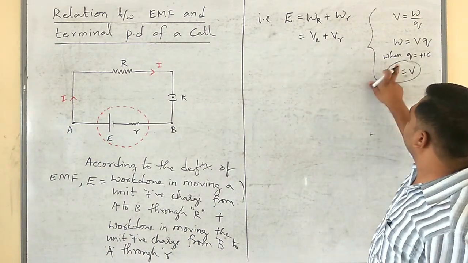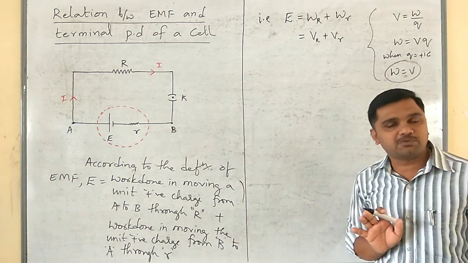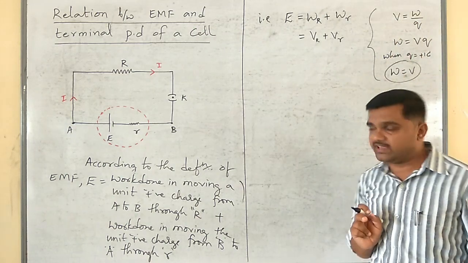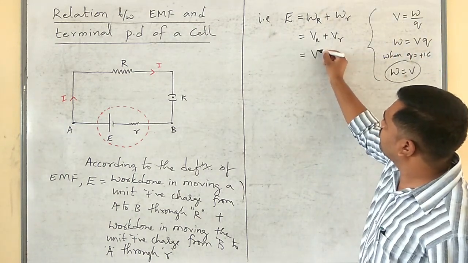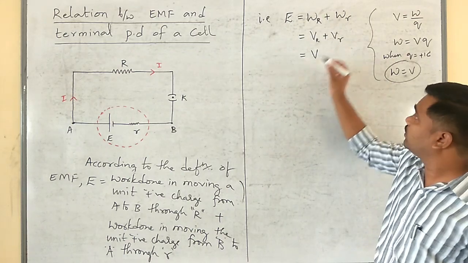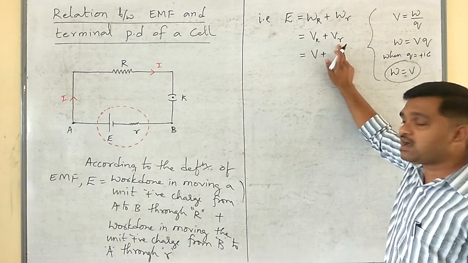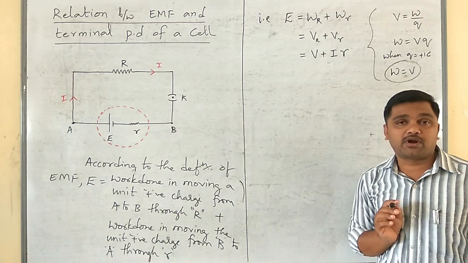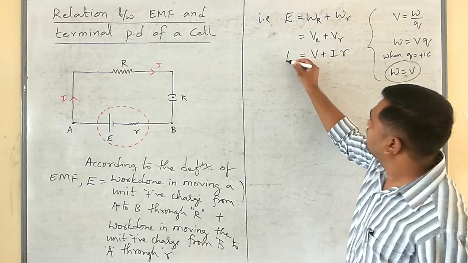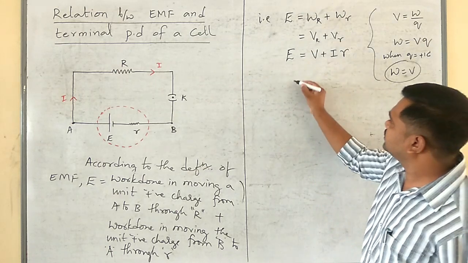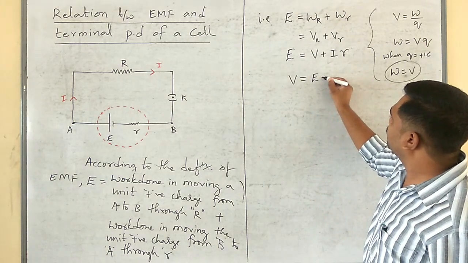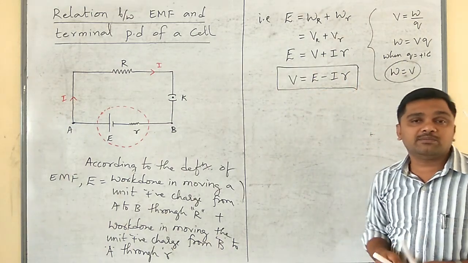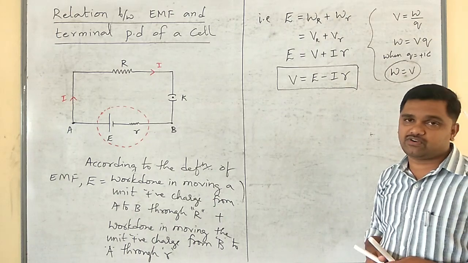Unit positive charge means plus 1 coulomb. If you put Q is equal to 1 here, then W becomes equal to V. Next, in place of V_R, I will write V only, but in place of V_r, I will write I into r, according to Ohm's law, the product of current and resistance. So E is equal to V plus Ir. On alteration, it gives us V is equal to E minus Ir. So this is the relation between terminal potential difference and EMF of the cell.